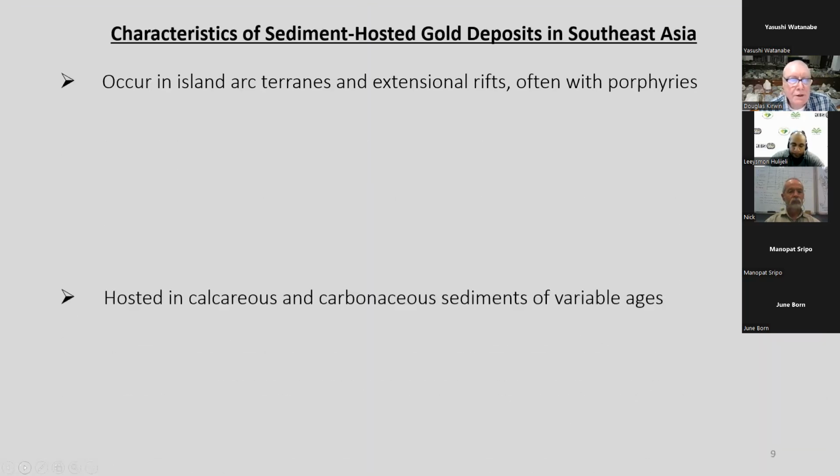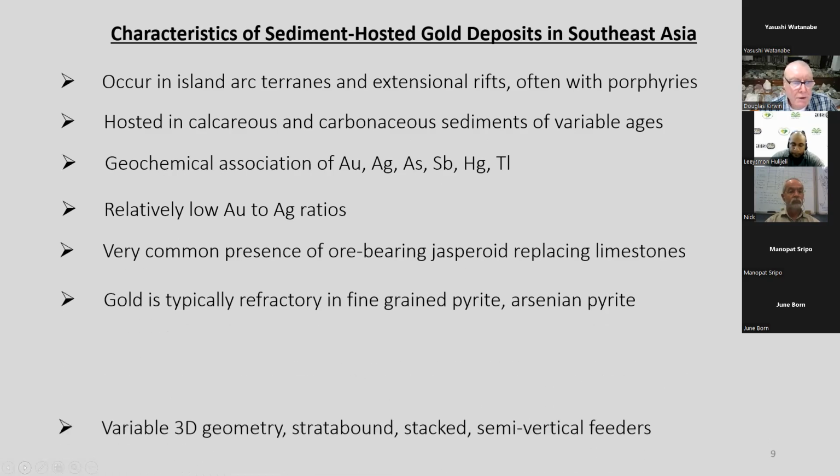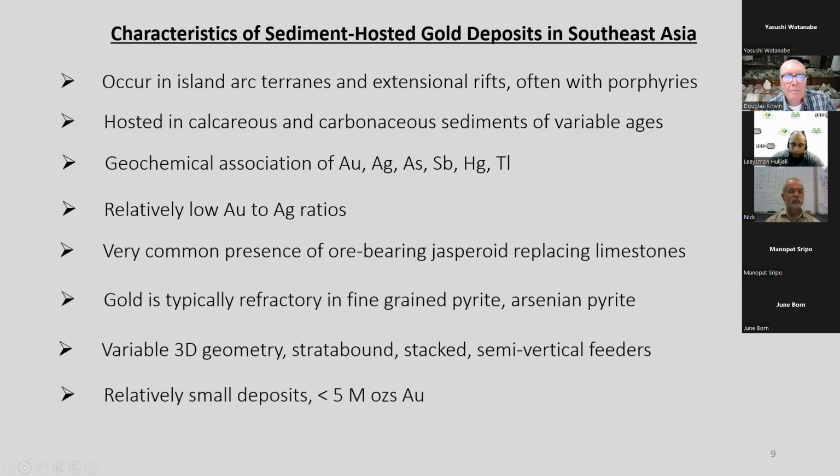Here are the characteristics of the sediment-hosted gold deposits in Southeast Asia. As I mentioned earlier, they seem to occur in island arc terrains and extensional rifts. They're often associated with porphyries. They're hosted in calcareous carbonate sediments. They have a very distinctive geochemical signature, very low gold to silver ratios, and a common presence of jasperoids. The gold is almost invariably fine-grained, associated with pyrite, Arsenian pyrite, and it's refractory, and they have a variable 3D geometry.